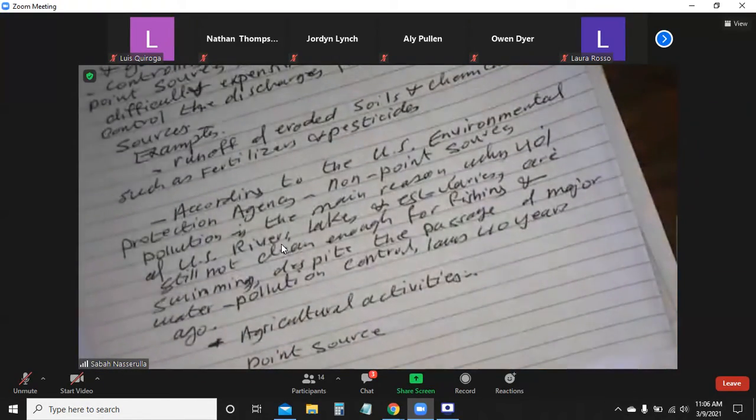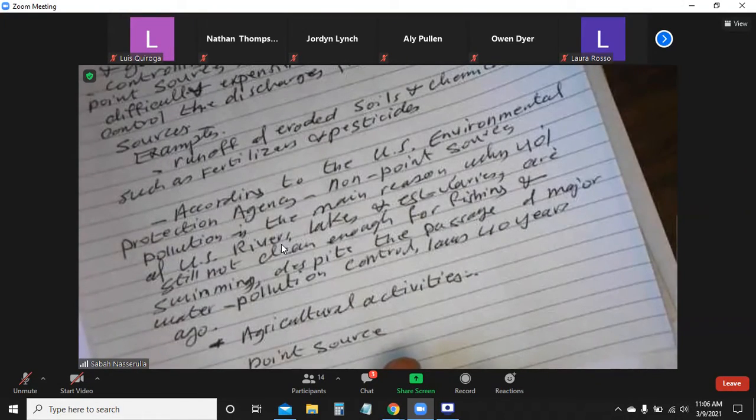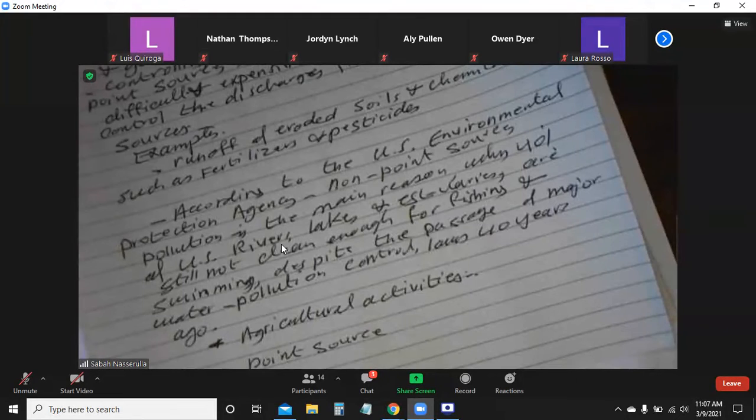So the third point I mentioned is that mining is the third largest source. Surface mining disrupts the land, which in turn may lead to a major erosion of sediments, and of course runoff.